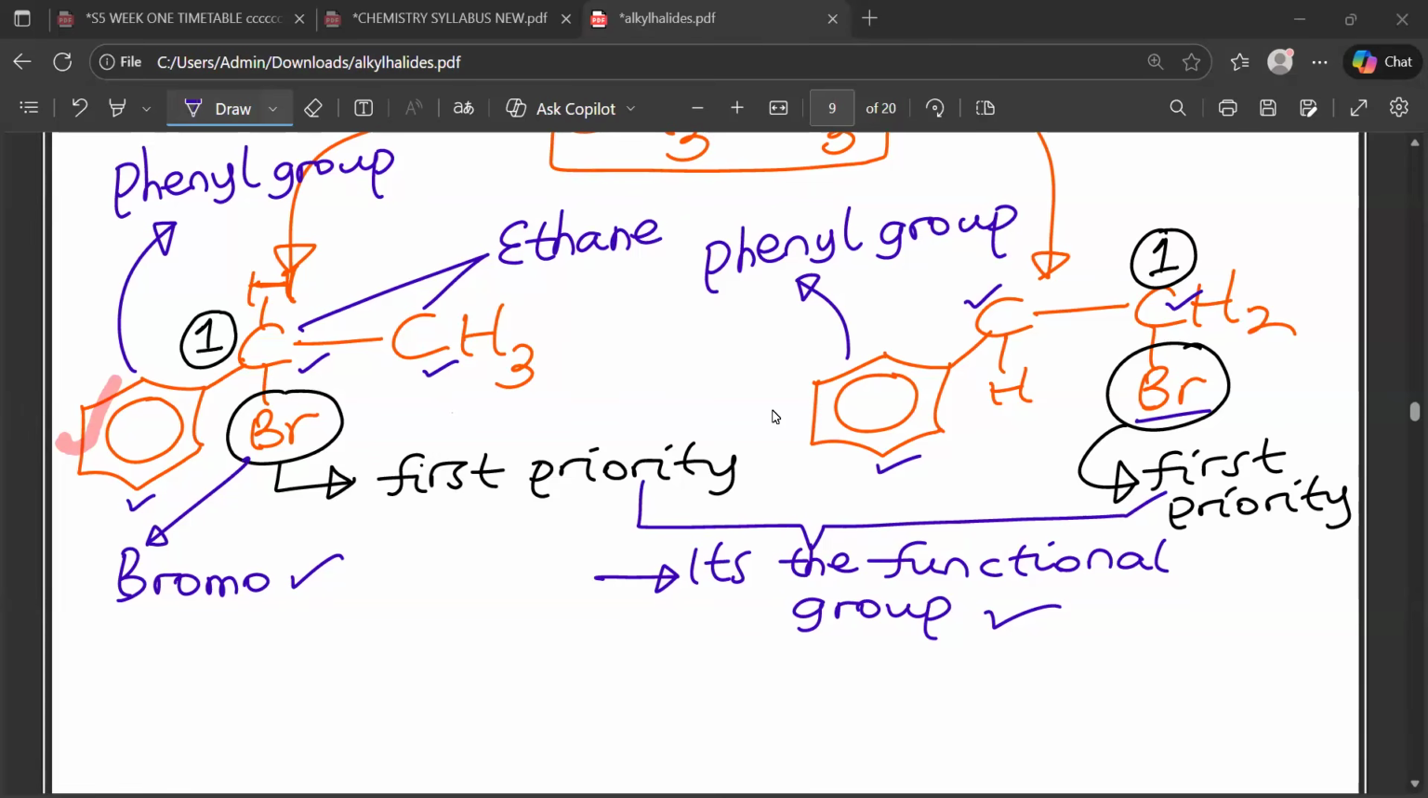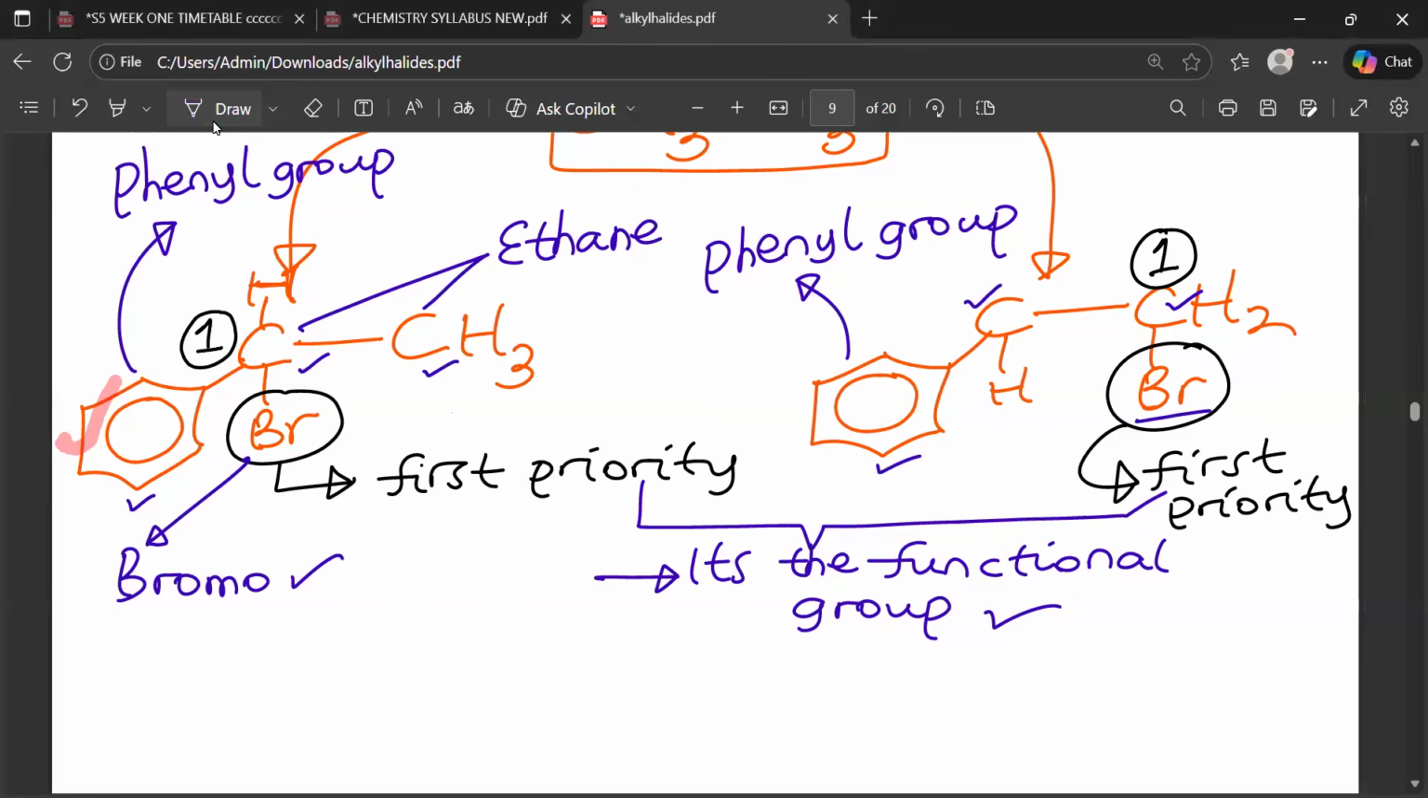Like the position of Br, I think in all cases, since it is ethane, whichever position it is on the ethane, it will be on the first carbon atom. It will be on the first carbon atom because it is the functional group and it is the first priority, isn't it? Yeah. What if we ignore the position? Do you support it?